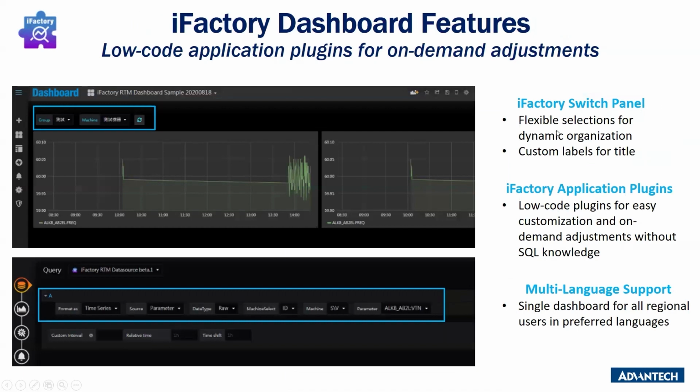And for iFactory, because like I mentioned just now, we have our dashboard feature, which later on I will give some ideas on it. So for our iFactory dashboard, we have our on-switch panel, which is flexible selection for the dynamic organization, and you can customize the labels for the title.